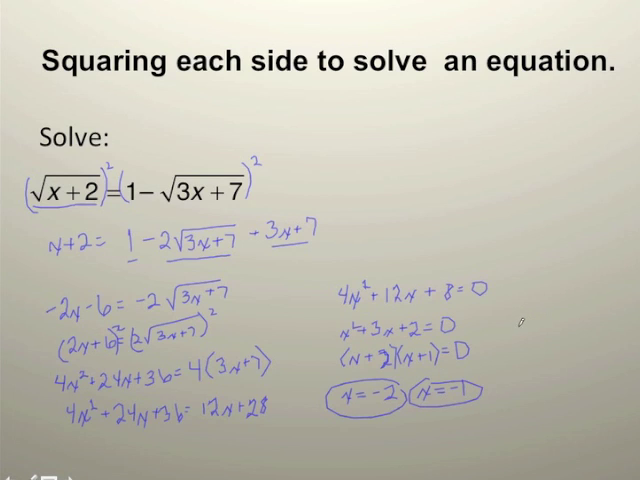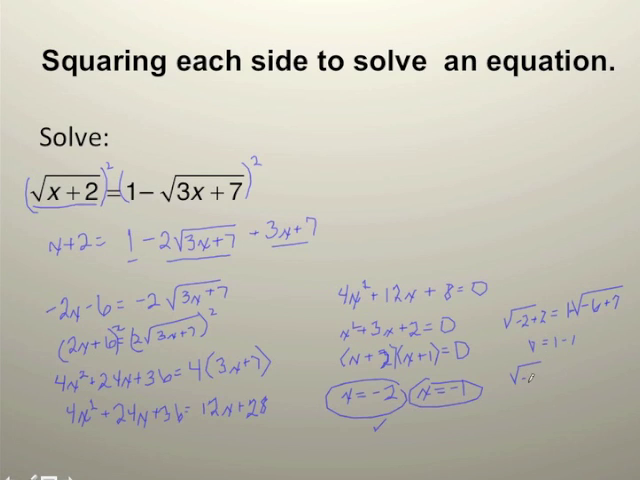The negative 2, so I'll have the square root of negative 2 plus 2 equals 1 times the square root of negative 2, negative 1 minus the square root, negative 2, so it'll be negative 6 plus 7. 0 equals 1 minus 1. That checks.